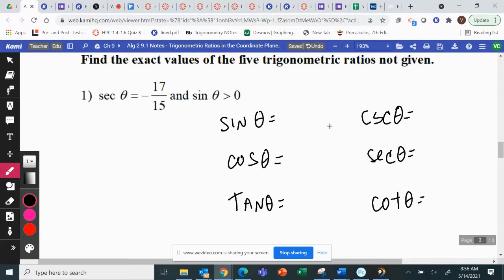They've given us secant, negative 17 over 15. So how do we find cosine if we know secant? We flip them, right? Negative 15 over 17.